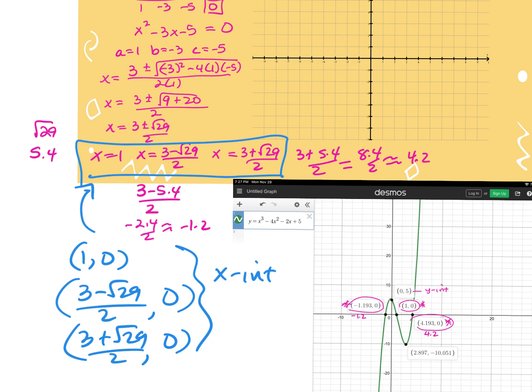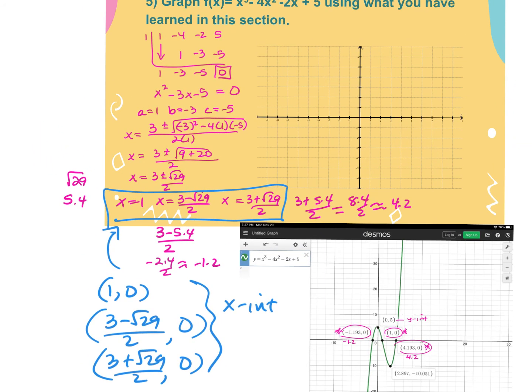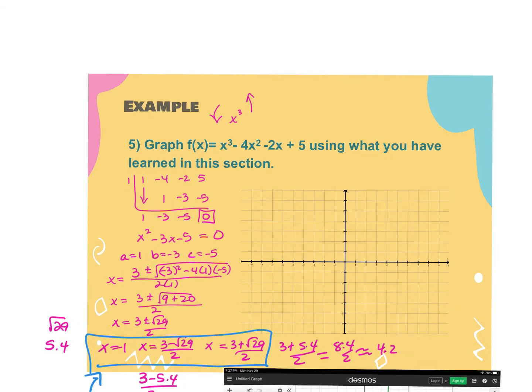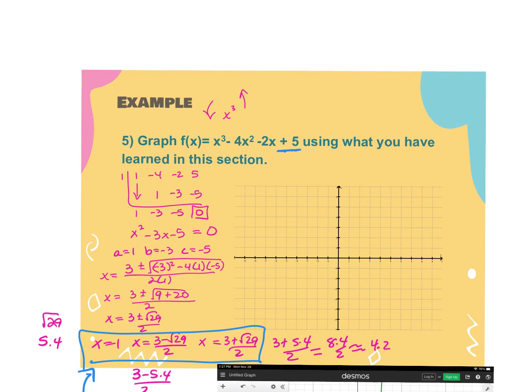Now, let me go back and get my y-intercept. I can go back to the original. My y-intercept is right here. It's the positive 5, so it's going to be (0, 5). So let me go ahead and graph the 3 zeros and the y-intercept, and then I'm going to look to see where I need to find additional points.